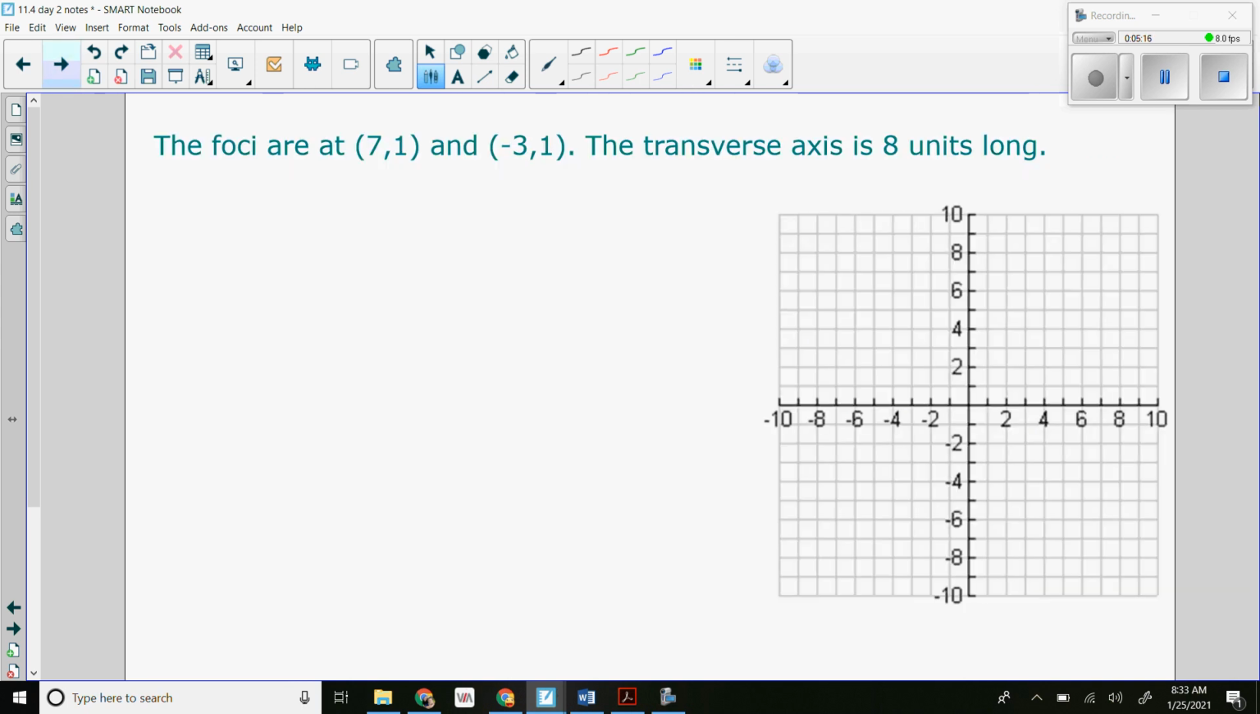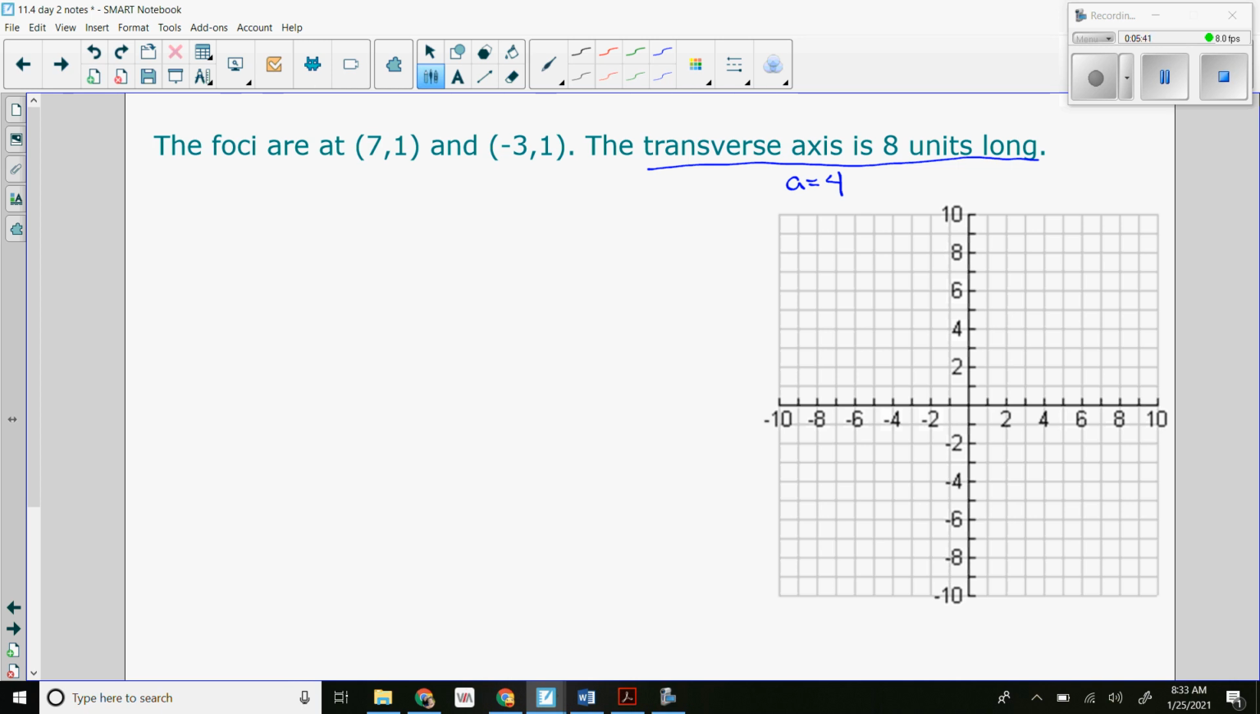Okay, next one says the foci are at 7, 1 and negative 3, 1, and the transverse axis is 8 units long. Okay, so right away, since this is saying that that's 8 units long, half of that is going to be the distance of one of the A's. So I can determine right away that A equals 4, even without graphing anything. However, we should probably graph the foci just to determine which way it's going.